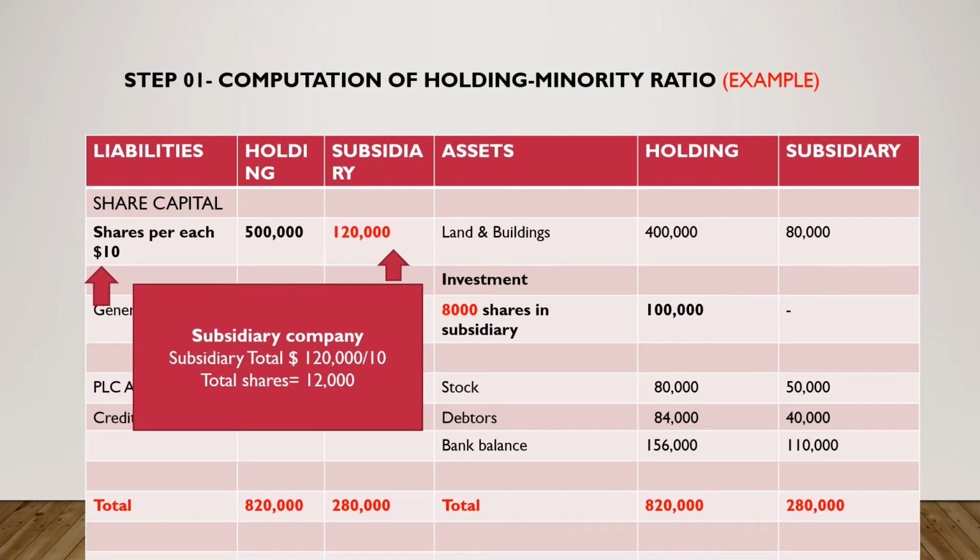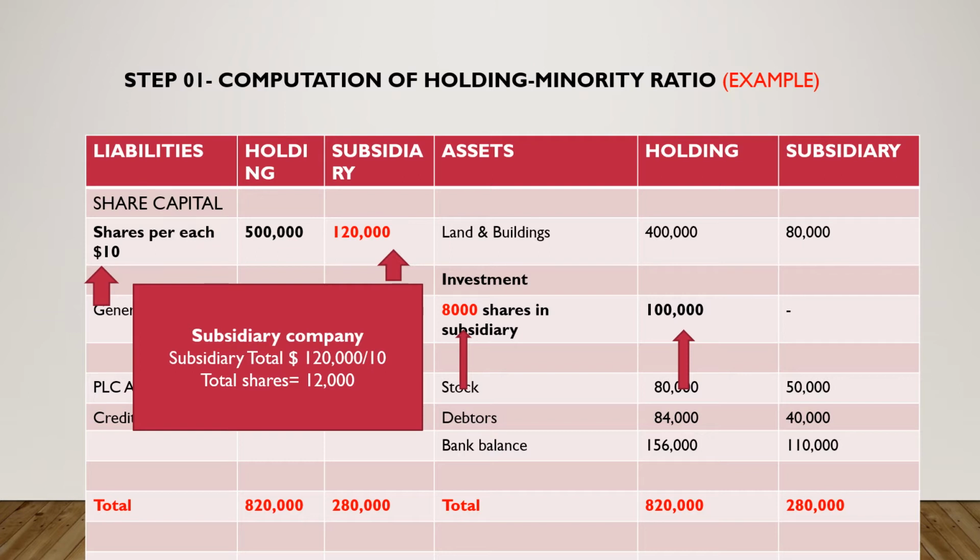So out of 12,000 shares, how many shares were acquired by the holding company? For that, look at the asset side. Here is the investment. The holding company invested $100,000 in 8,000 shares of the subsidiary company. So this is the number of shares acquired by the holding company. Out of 12,000 shares, the holding company acquired 8,000 shares. The remaining 4,000 shares are held by the general public.